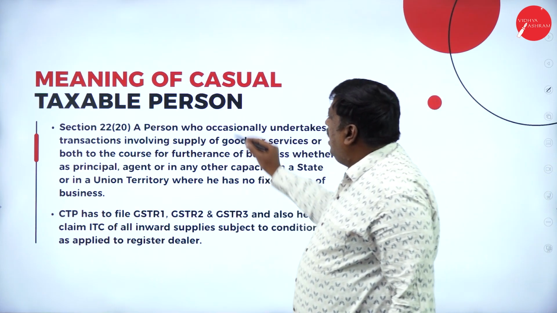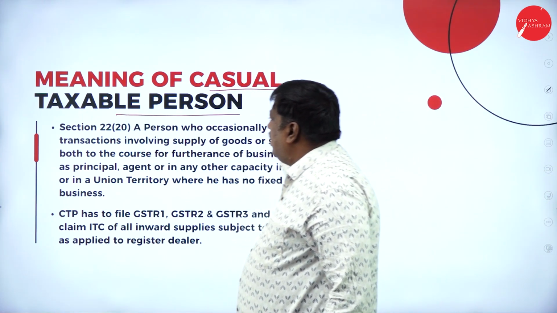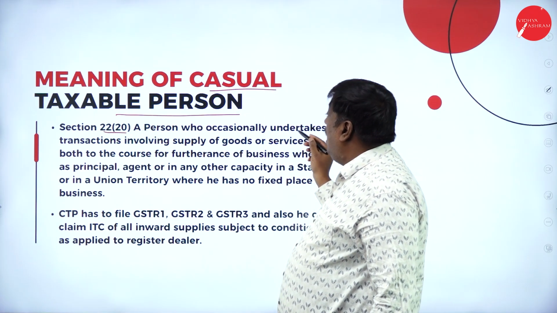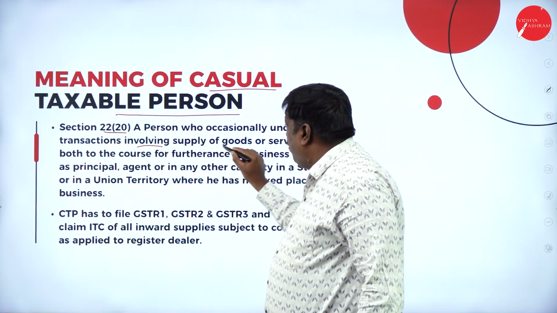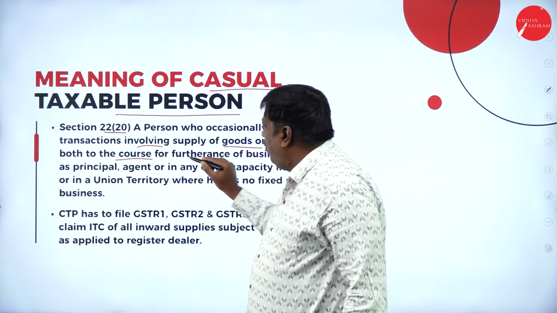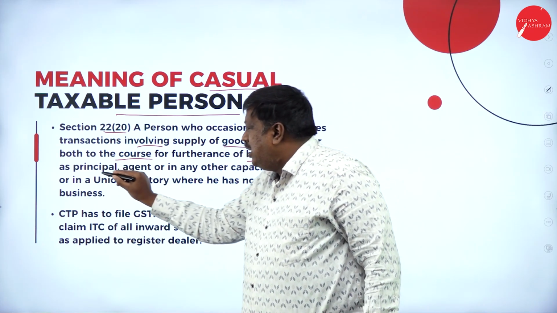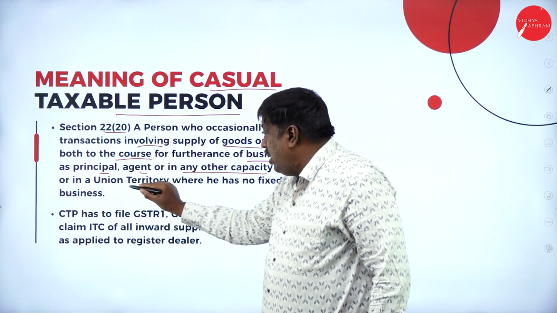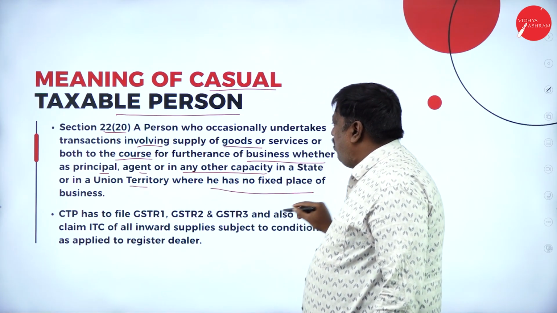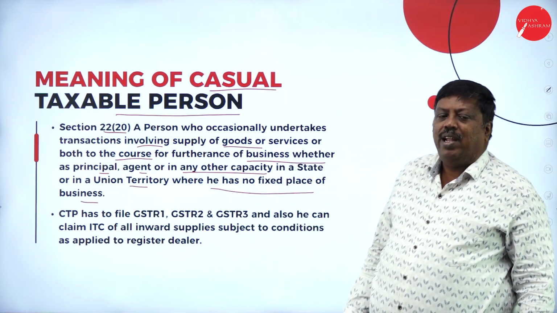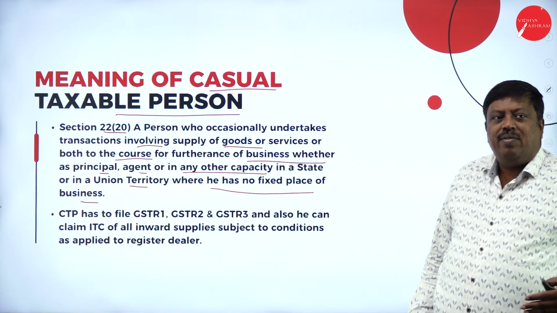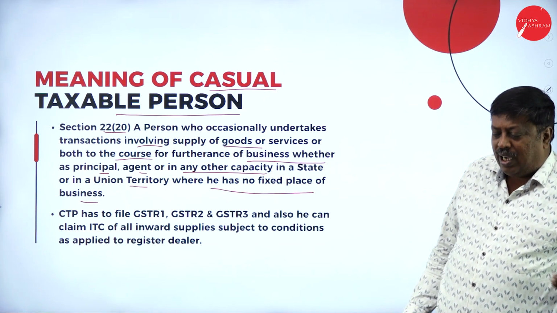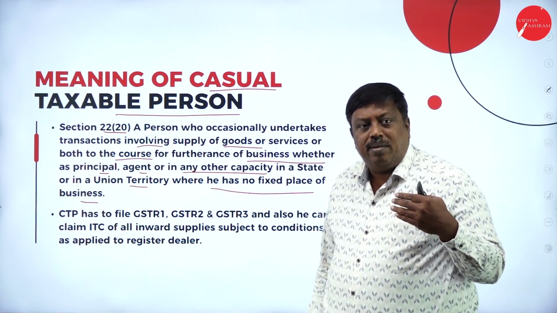Next we have the casual taxable person. Under Section 22 subclause 20, a person who occasionally undertakes transactions involving supply of goods or services or both, whether as principal or agent or in any other capacity, in a state or union territory where he has no fixed place of business. They're saying that when I'm an event manager, I'll be moving from one place to another place. Wherever I go, I'll just do the service and return back here.